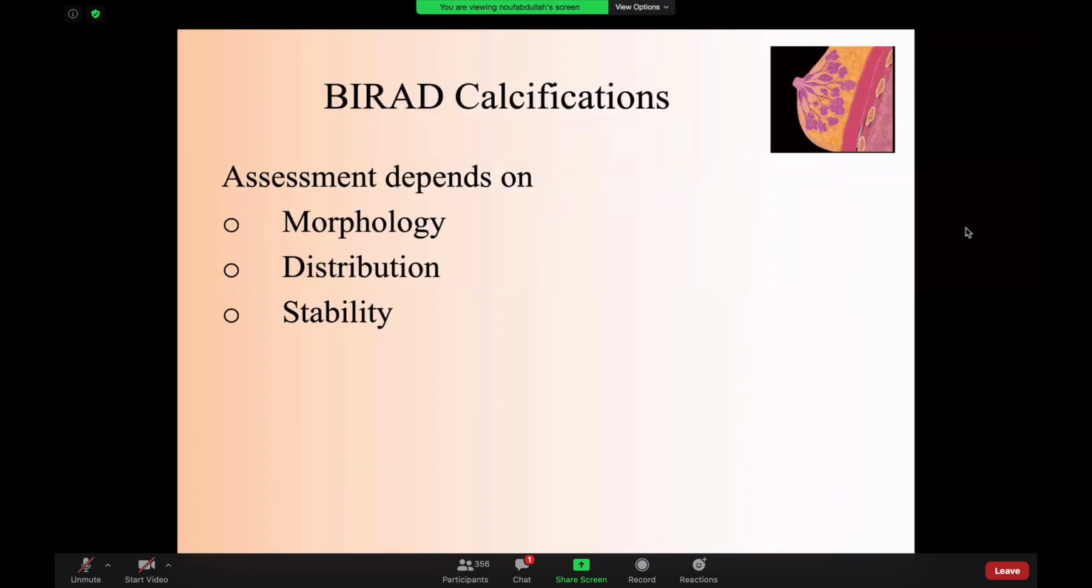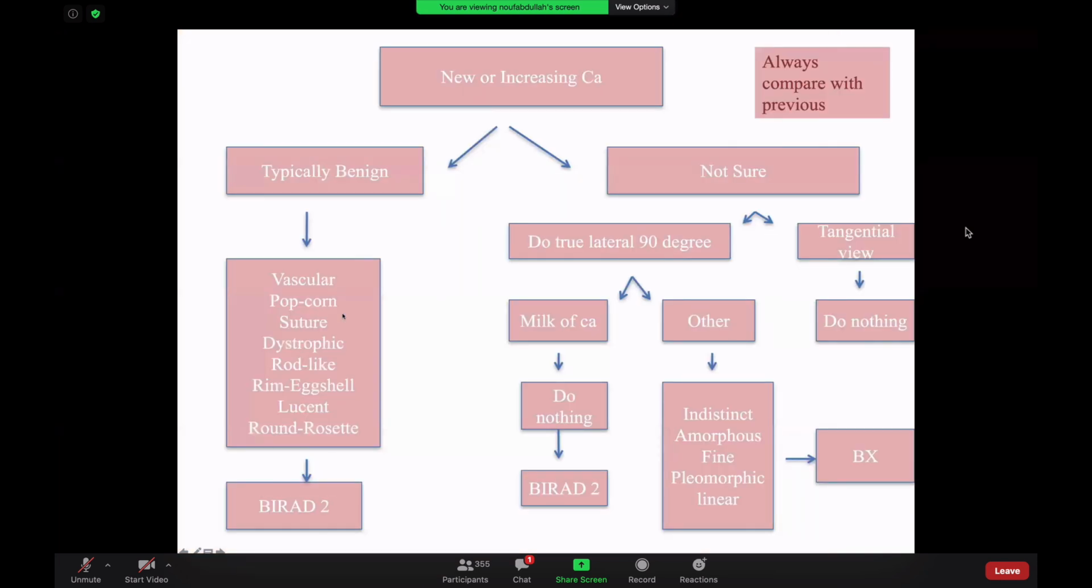So to conclude, whenever you're looking at calcifications, you look at morphology, you look at distribution, and you ask about a previous mammogram to see if it's stable or new. What is your workup for microcalcification? You always compare with previous. So you always say, I would like to know if this patient had a previous mammogram. Typically benign, they have the typical appearance that I showed you. It's a BI-RADS 2.